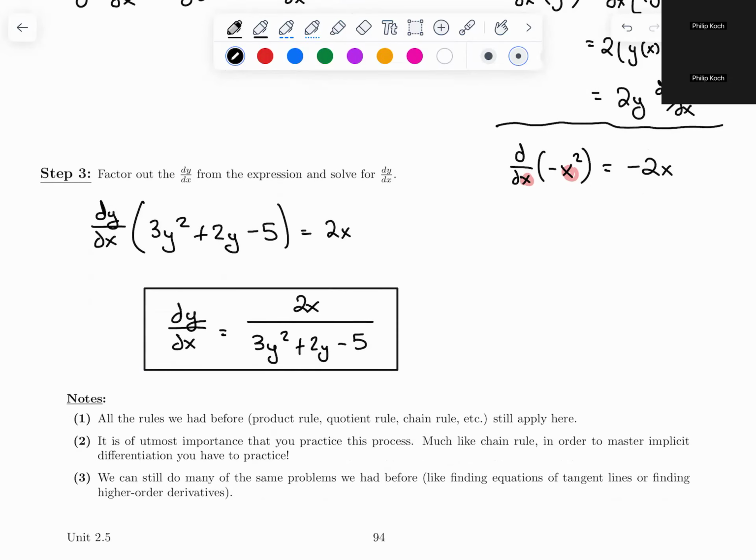So, a couple notes about this process. All the rules that we know and love can be applied. So we can still have product rules, we can still have quotient rules, we can still have chain rules, all that stuff. And much like the chain rule, you need to practice it.